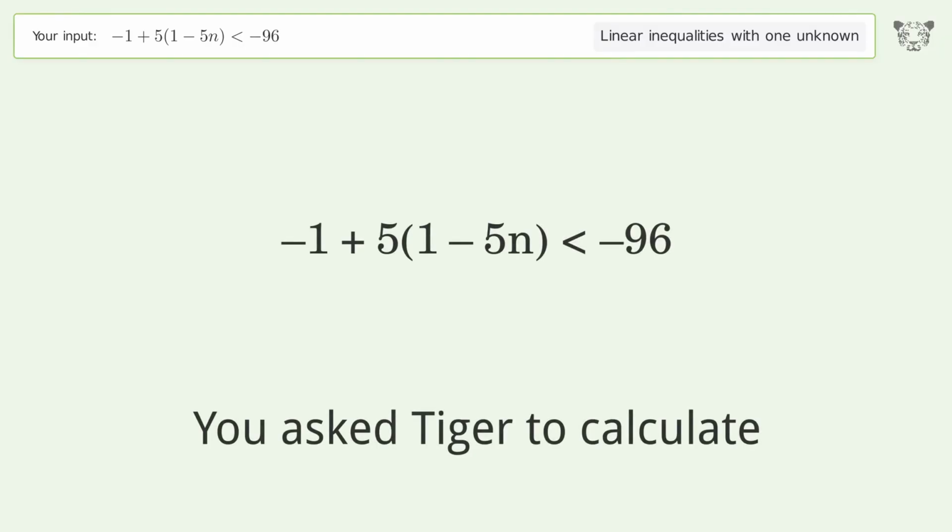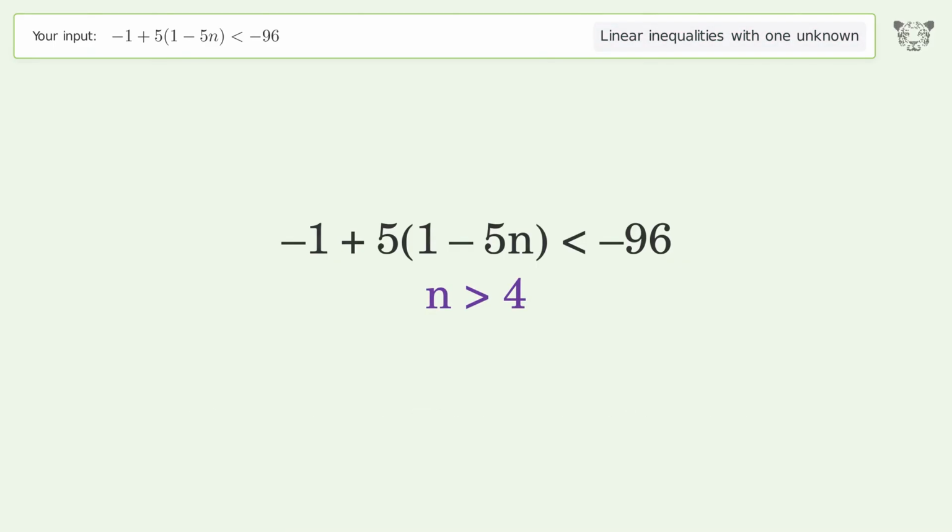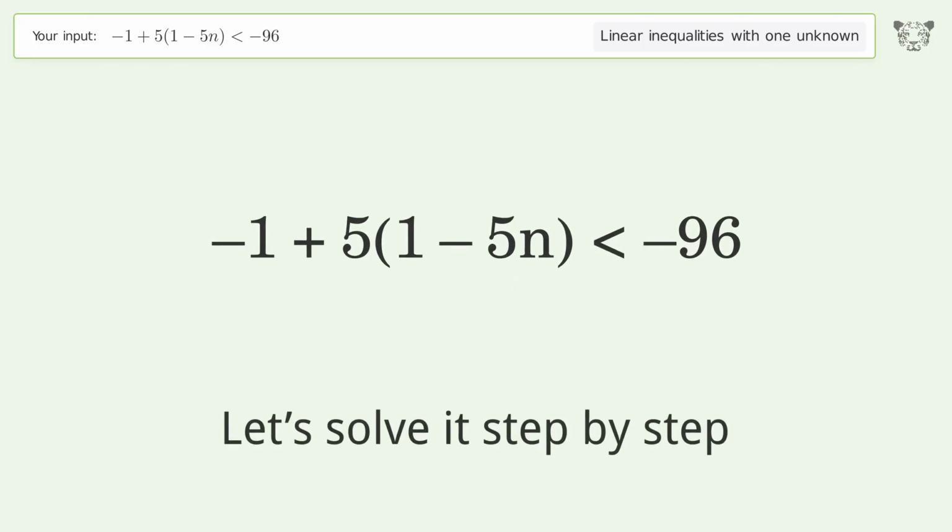You ask Tiger to calculate. This deals with linear inequalities with one unknown. The final result is n greater than 4. Let's solve it step by step.